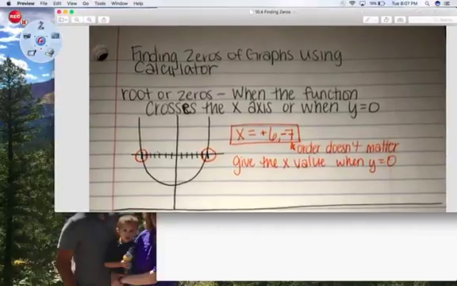Zeros of graphs using calculators. Sorry, it's not the best quality, but it is what it is.